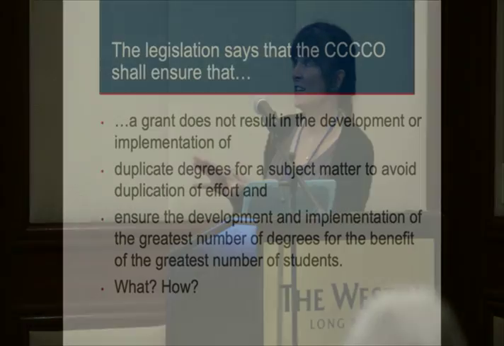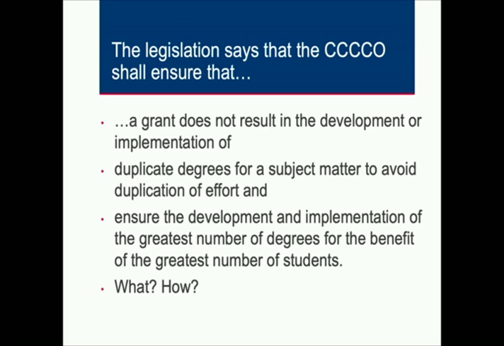So the legislation says that the California Community Colleges Chancellor's Office, where your lovely presenter Daisy came from, that we have grants that should not result in the development or implementation of duplicate degrees for a subject matter to avoid duplication of effort. So the legislation specifically is sort of saying you don't all get to sit down and develop a new textbook for intro psych because they already exist. So there's some protections in the language around the fact that we shouldn't be duplicating efforts. And we're not sure how that's going to happen, but at least it's the right direction to take the conversation.